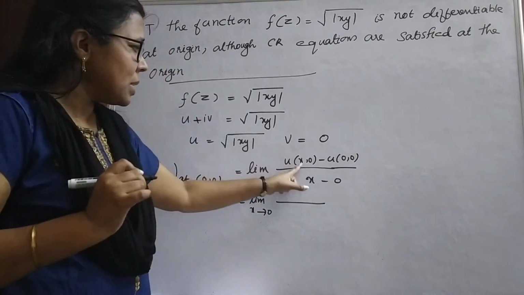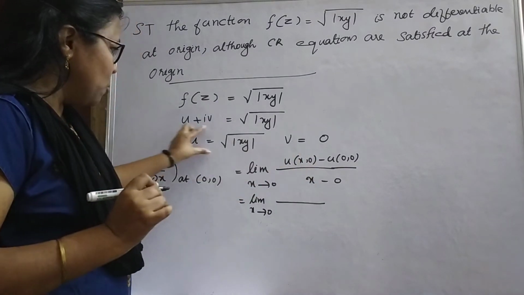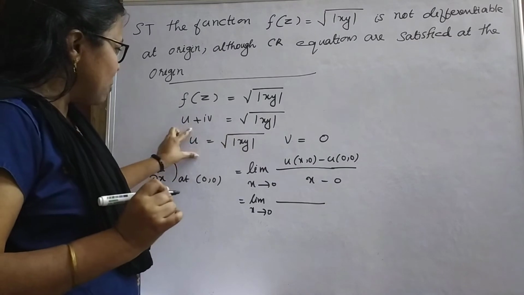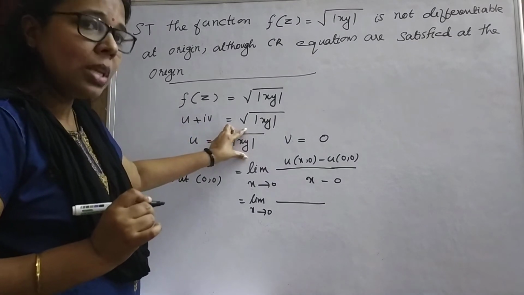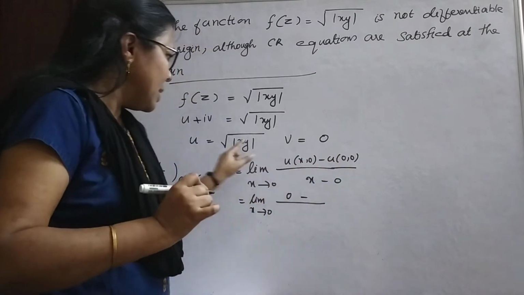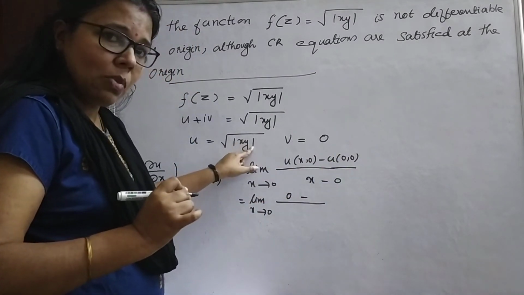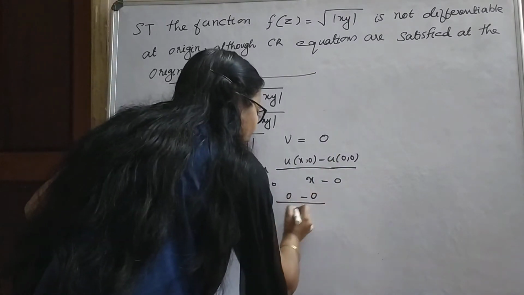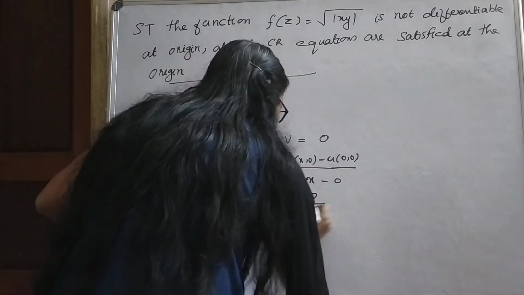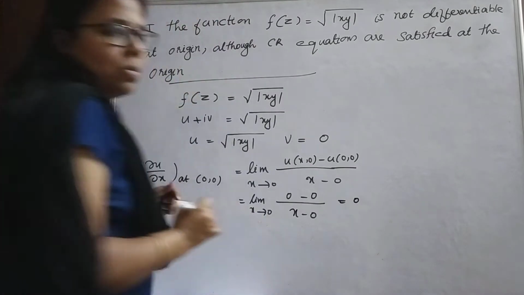In u we have to put x as x and y as 0. Therefore u of x comma 0 is 0. Also u of 0, 0, with x equal to 0 and y equal to 0, is 0. So we get 0 by x minus 0, which is equal to 0.